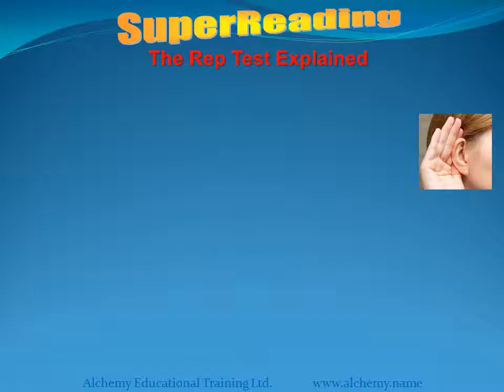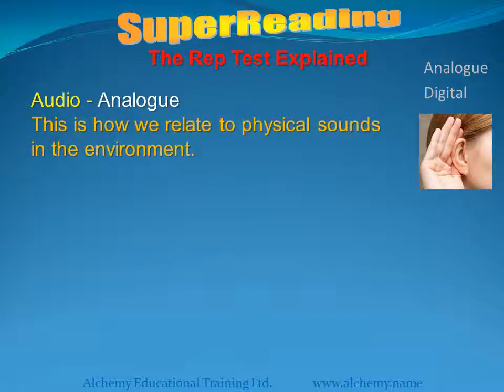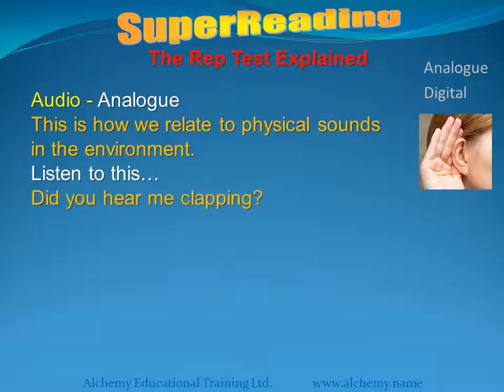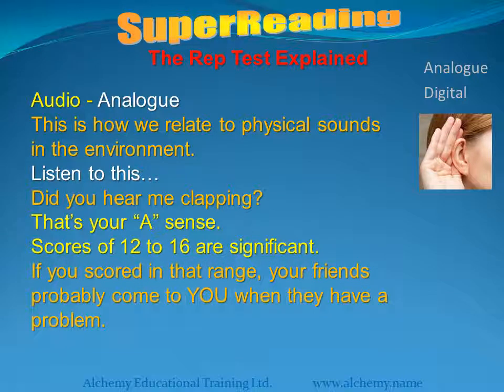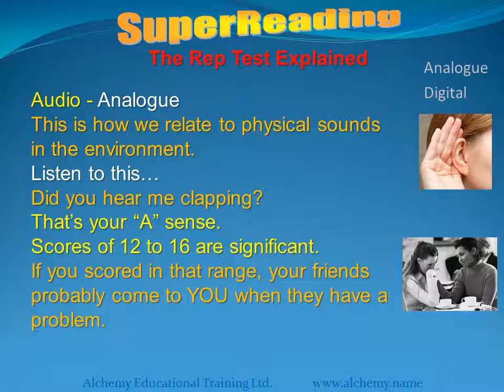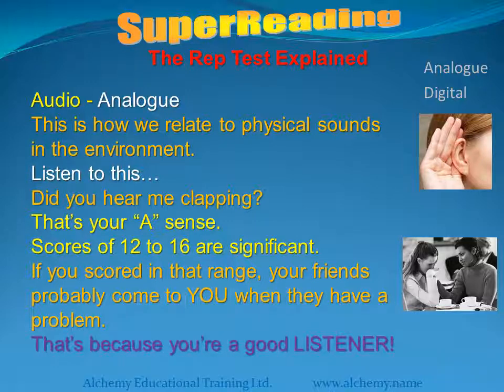There are 2 types of audio, analog and digital. Audio analog. This is how we relate to physical sounds in the environment. Listen to this. Did you hear me clapping? That's your A sense. Analog. Scores of 12 to 16 are significant. If you scored in that range, your friends probably come to you when they have a problem. That's because you're a good listener.